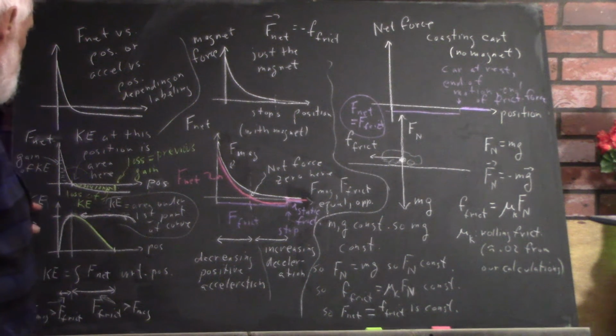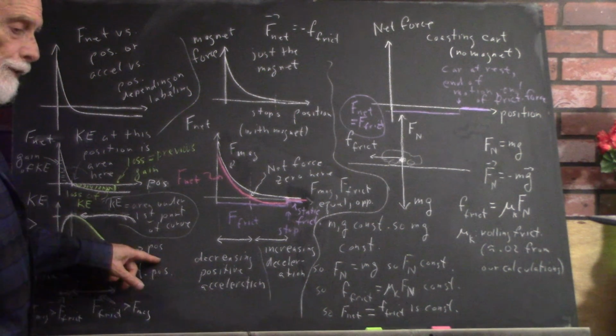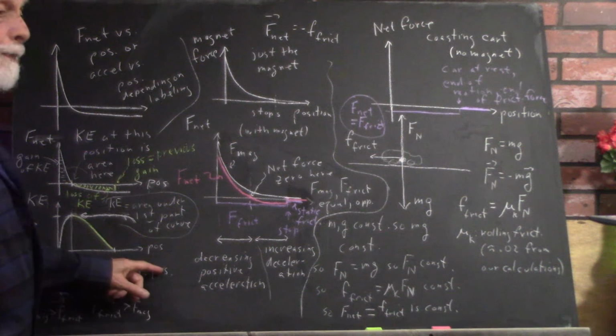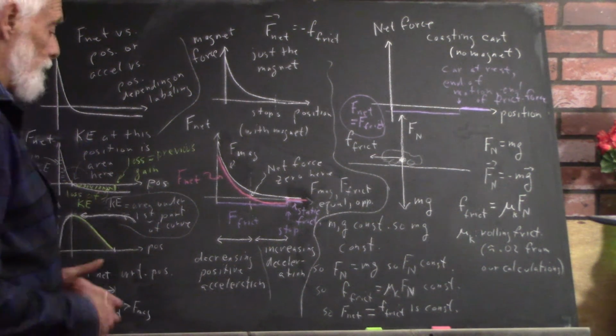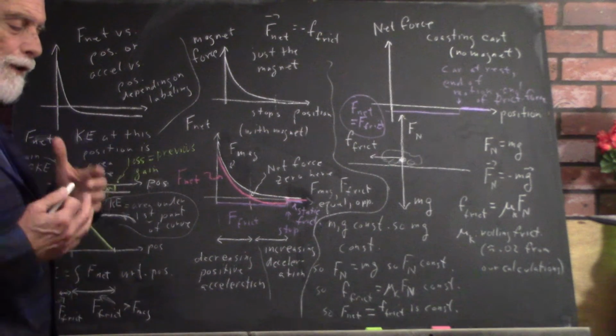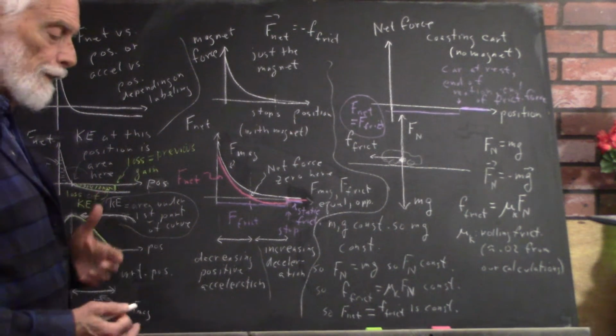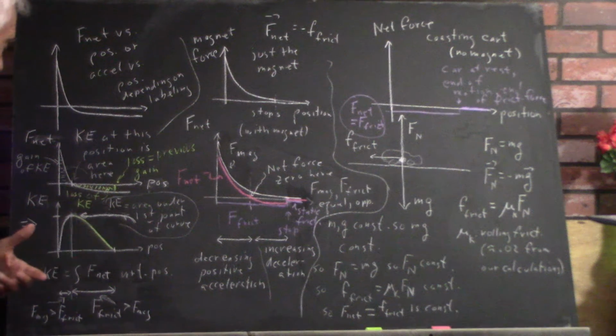Now you can change a graph of kinetic energy versus position to a graph of velocity versus position. And knowing velocity versus position, you can get velocity versus time. But it all gets pretty complicated. As I say, that's a better subject for a more advanced class.